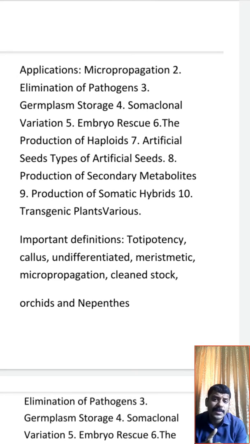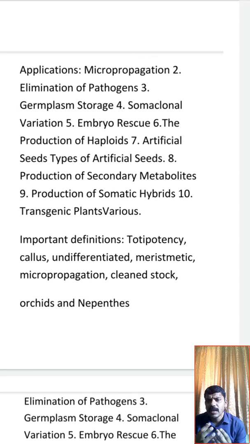This is elimination of pathogens, and you will produce hundreds of virus or disease free plants. Third is germplasm storage. That is, there are few endangered or extinct species. You can save their seeds or their germplasm.